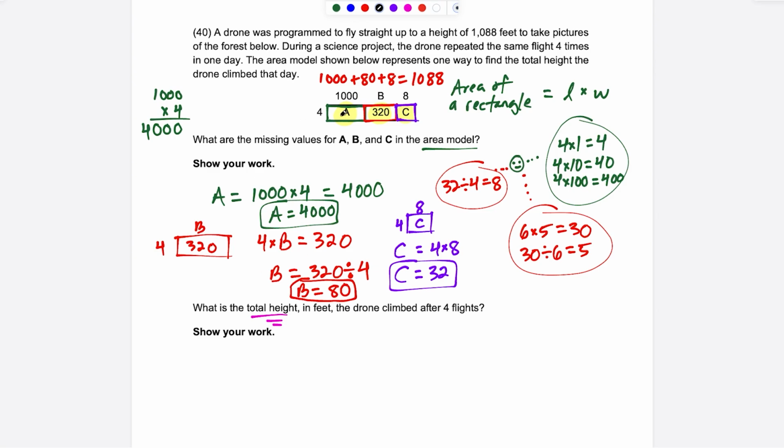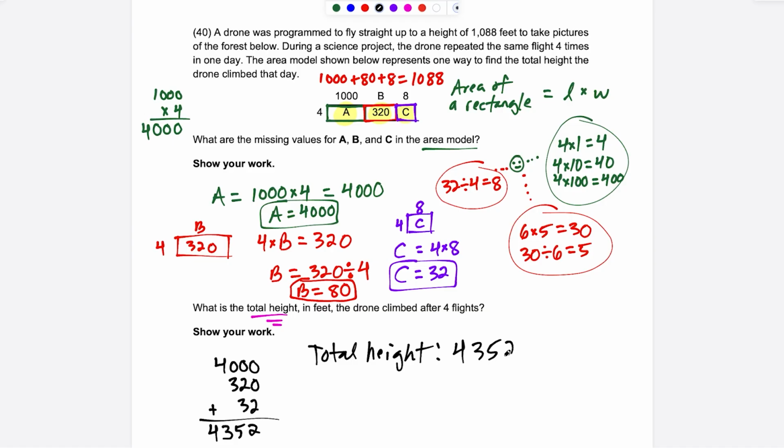So now we just add this up. We're doing A is 4,000. And then we're going to add 320. And then we add C. C is equal to 32. Okay, so we add those values up. 0 plus 0 plus 2 is equal to 2. We have 0 plus 2 is 2. And then 2 plus 3 is 5. And then 0 plus 3 is 3. And the 4 just carries down like this. So the total height, we're going to say, is 4,352 feet. And this is our solution to the last question.